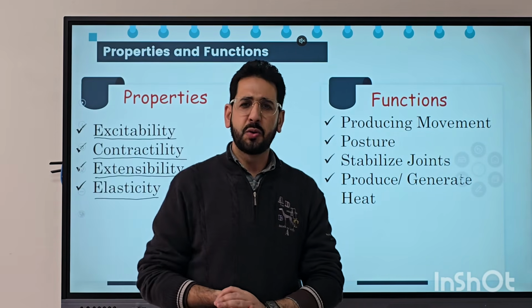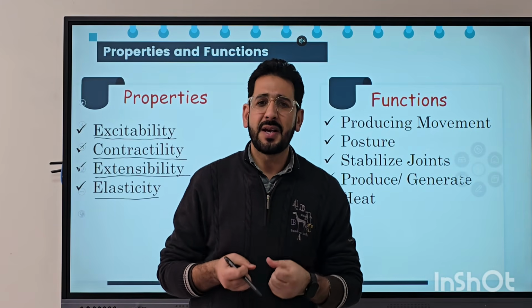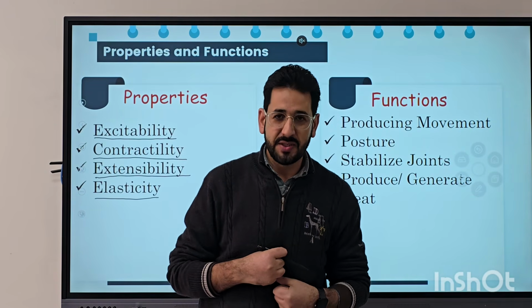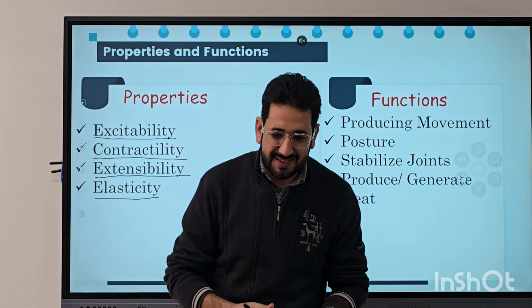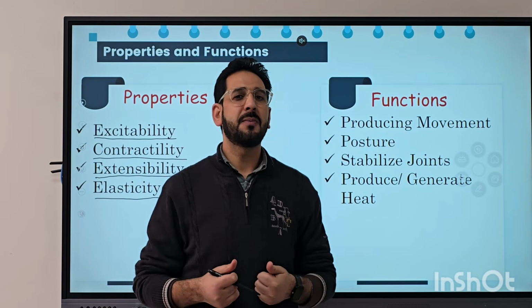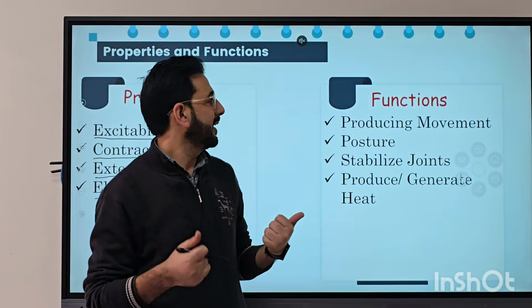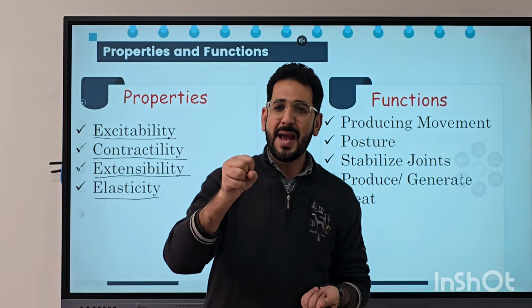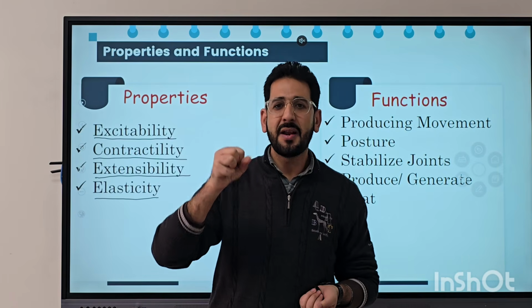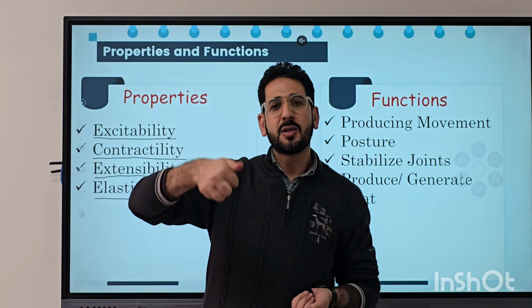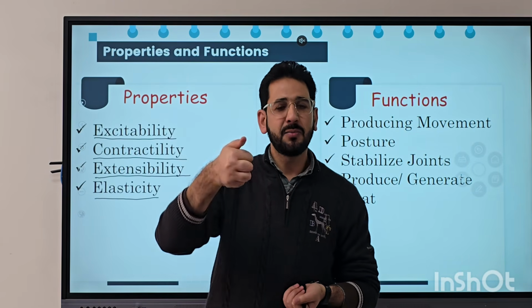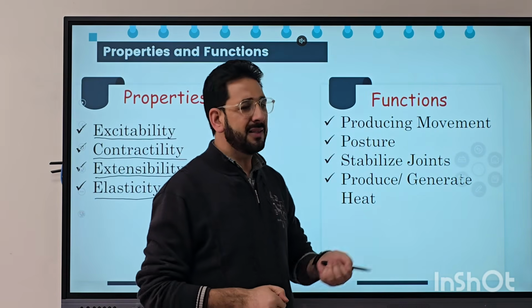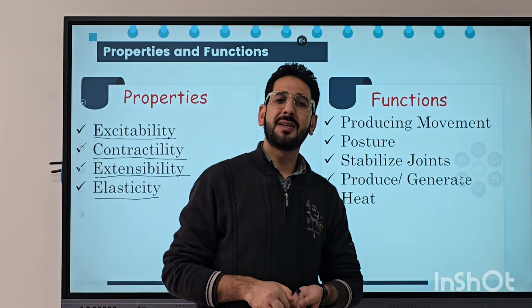I've already told you that these skeletal muscles are attached to the skeleton, so they are attached to our bones. Now these skeletal muscles have the first very important function: they are very important in producing movements. When these muscles contract, they pull the bones they are attached to, and that leads to the movement of the skeleton, movement of these bones. The second thing is they are very important in maintaining the posture.